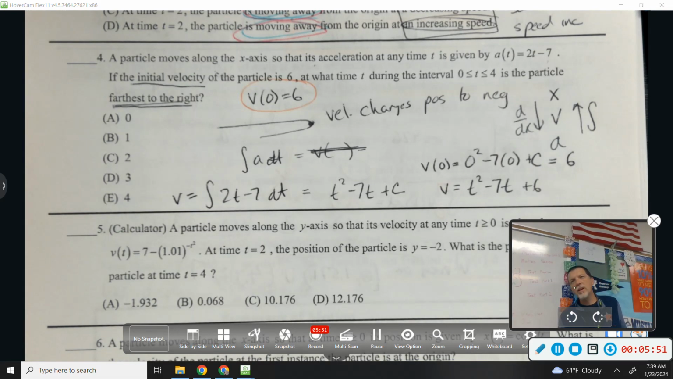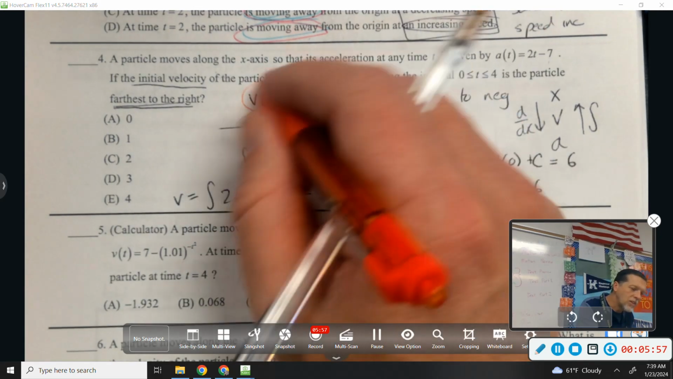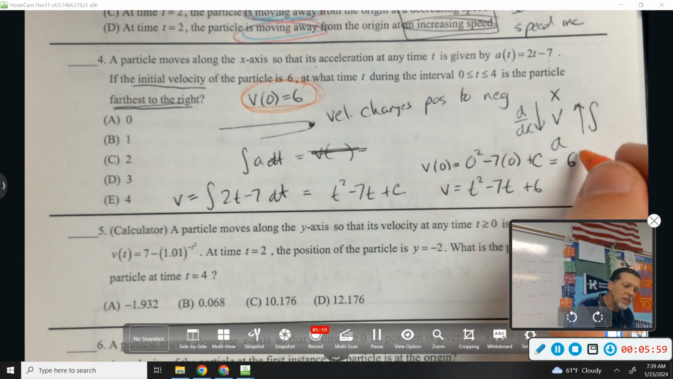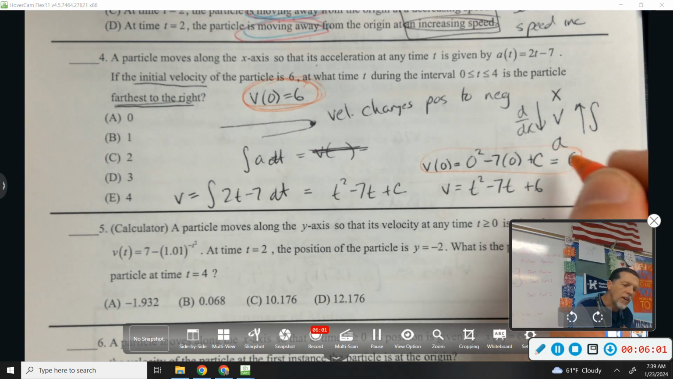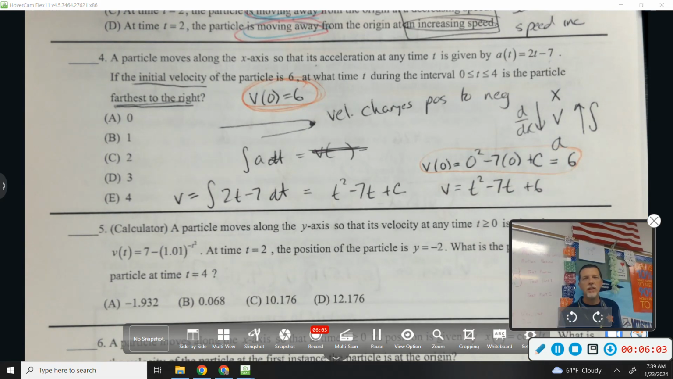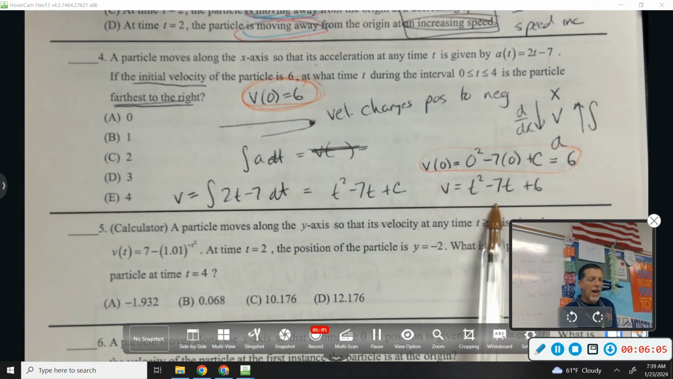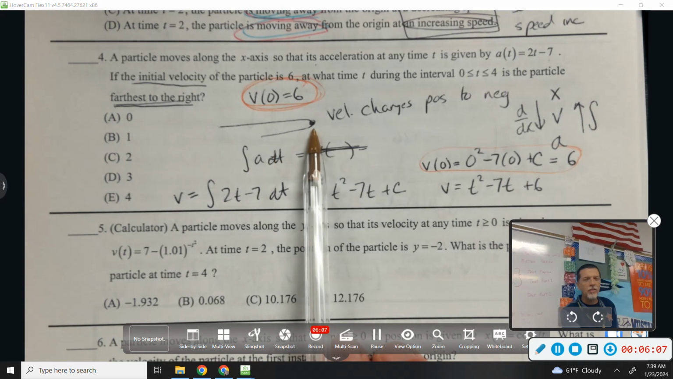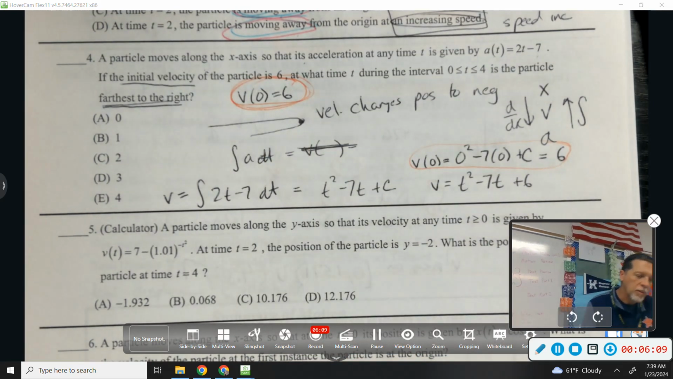So there's my expression for velocity. I integrated acceleration to get to velocity, and then I used this initial condition, that's the fancy word for that, to figure out what C is. Now I have velocity, so now I can figure out where velocity changes from positive to negative.